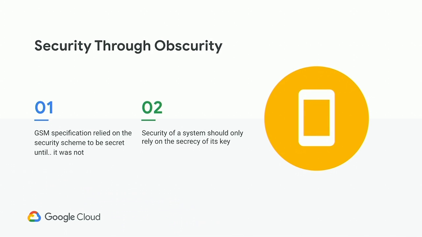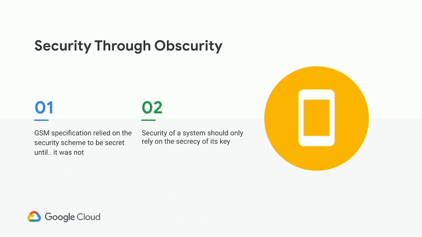Now, there are some examples where those principles have not been implemented. If you look back in time, when phones were using the GSM specification for delivering text messages or connecting to their networks, the security scheme of GSM was based on a secret protocol. So the protocol was secret up until the time it was not secret anymore.